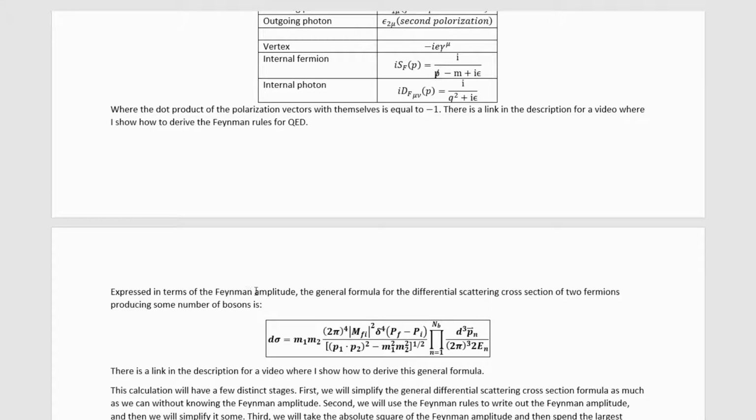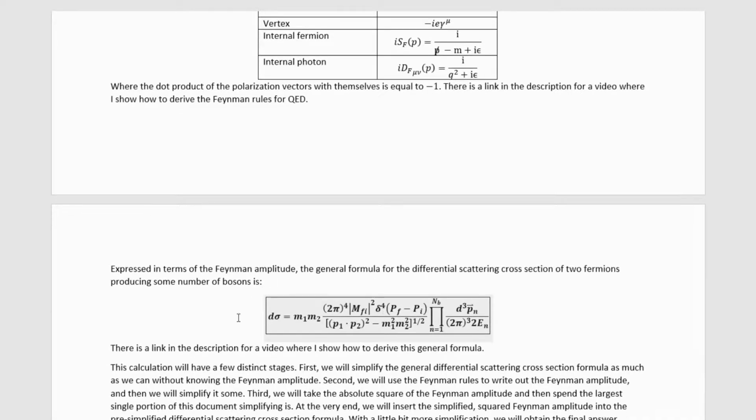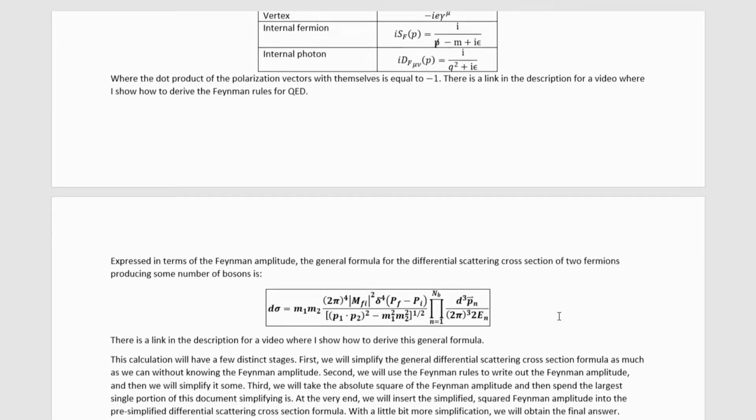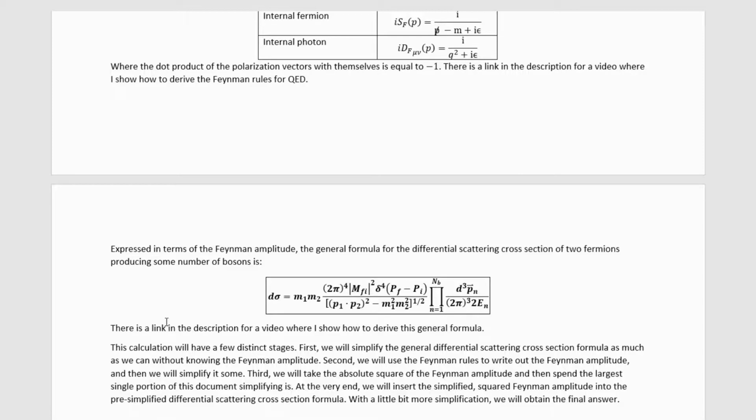Expressed in terms of the Feynman amplitude, the general formula for the differential scattering cross-section of two fermions producing some number of bosons is this. Now, if this formula also looks mysterious to you, then I've got another video linked to in the description where I show you how to derive that.